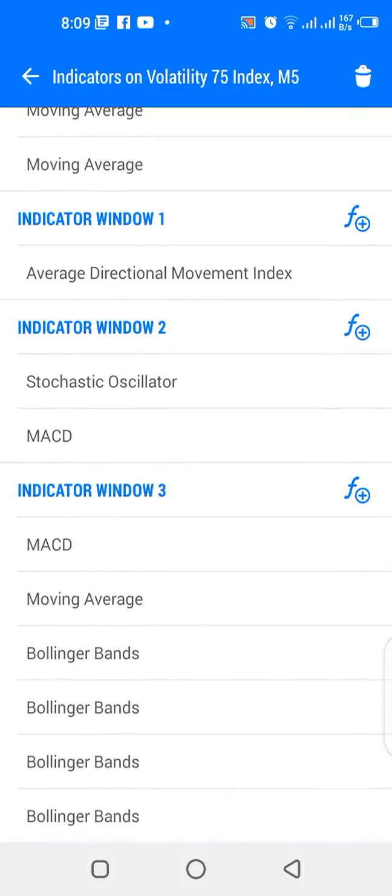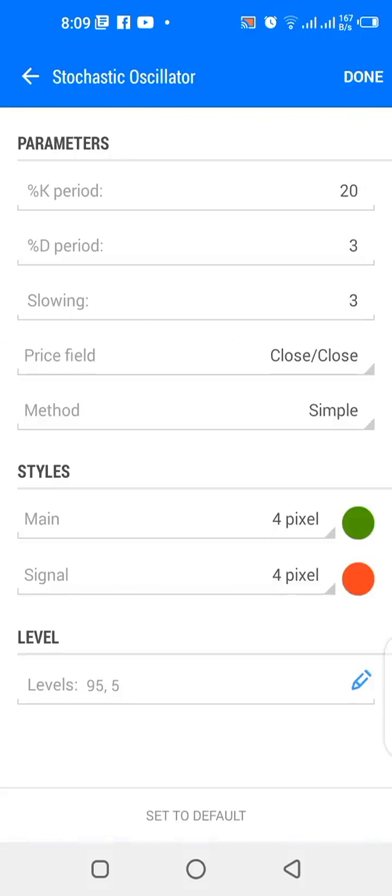Indicator window 2, let's look at the settings. We have the stochastic oscillator. The percentage K period is 20. Percentage D period is 3. The slowing period is 3. Price field is close on close. Method is simple. The main style color is green, while the signal style color is red for the stochastic oscillator.